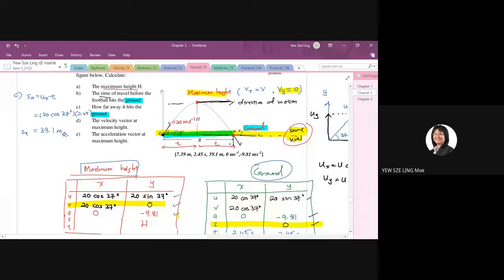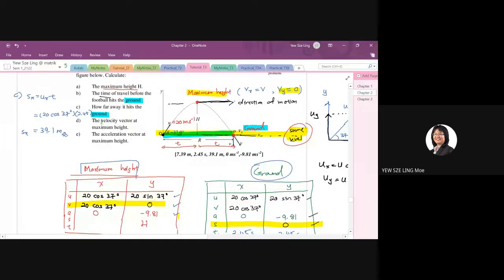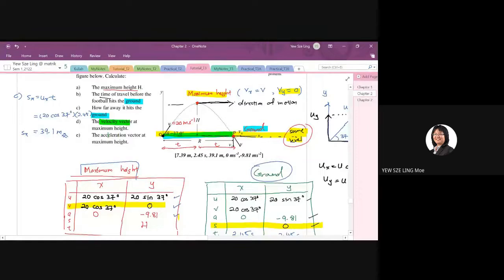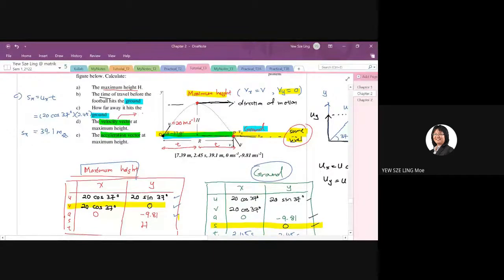Question D, what does it mean by velocity vector? Now you have a new term, velocity vector, acceleration vector. Wow, it just wants to trick you. Okay, actually, it's asking for Vx and Vy. And then this one is Ax and Ay.